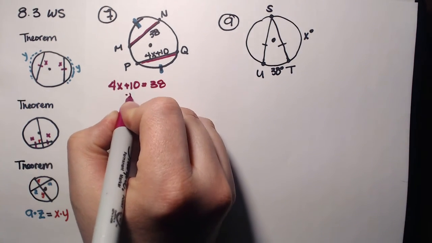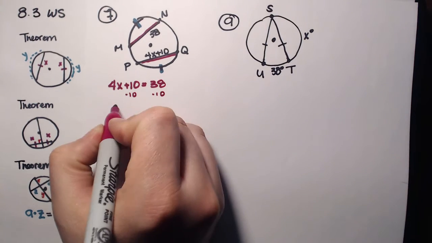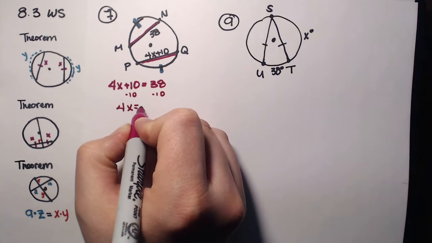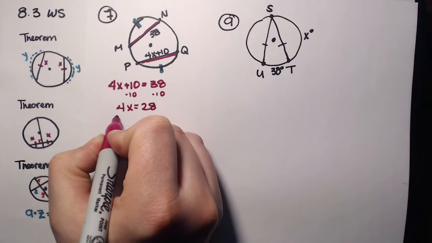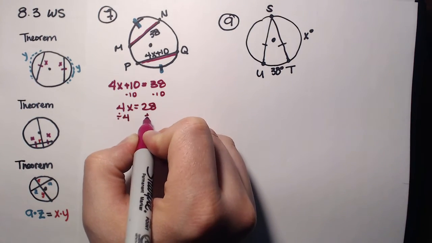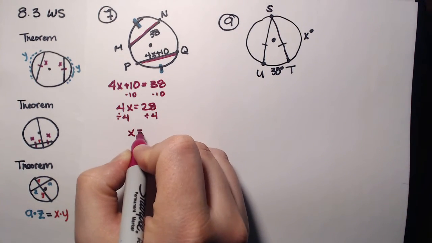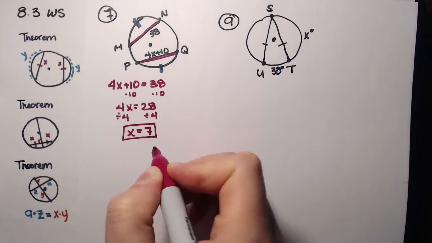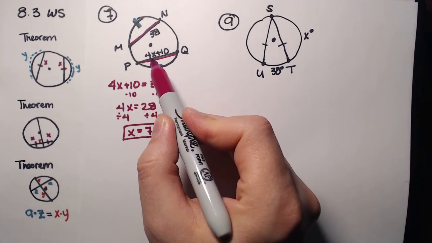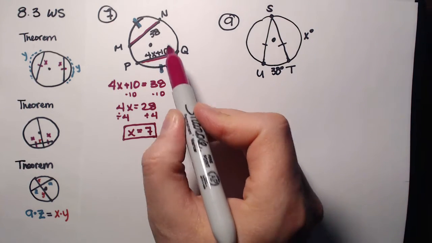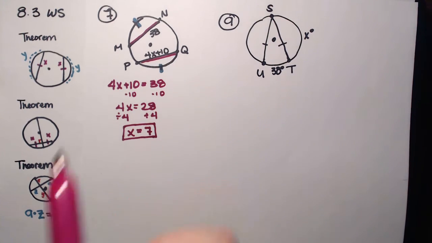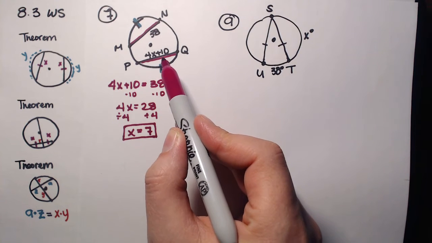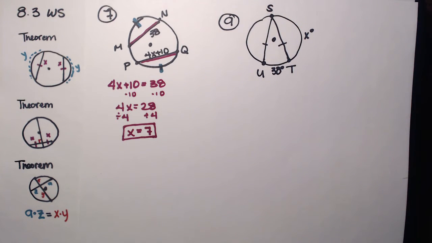So I subtract 10, and I get 4x is equal to 28. Divide by 4. x is equal to 7. So that's a value that when I input this, I'm going to get 38 because they have to be the same length. 4 times 7 plus 10 is 38.